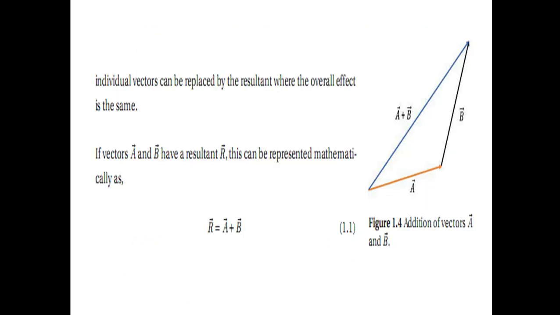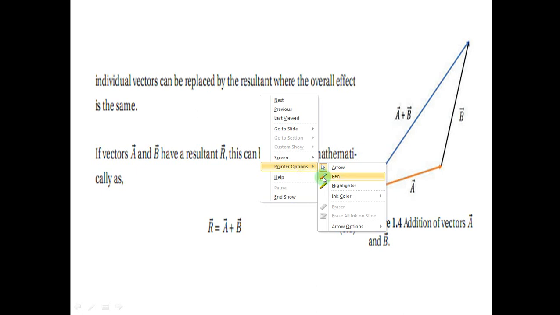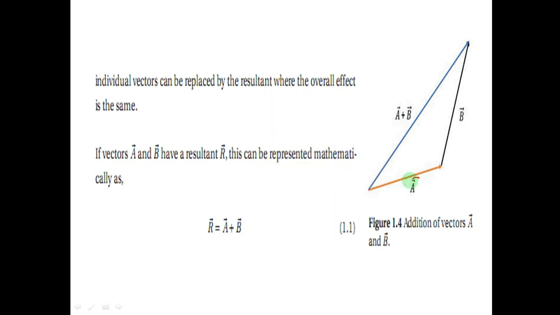Let's see here. Here is an individual vector, which is vector A. It has its own effect. And here there is another individual vector, vector B. It has its own effect. So these individual vectors can be replaced by a single resultant vector where the overall effect is the same. The overall effect of the resultant vector is equal to that of the individual vectors.